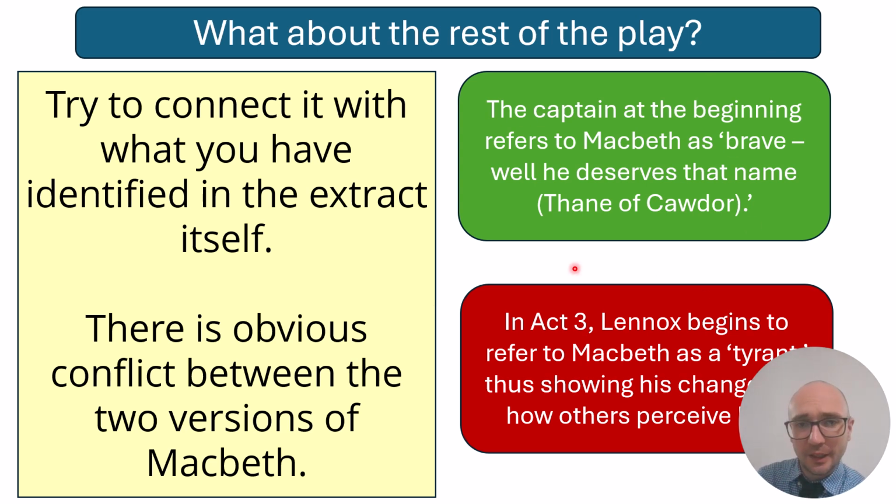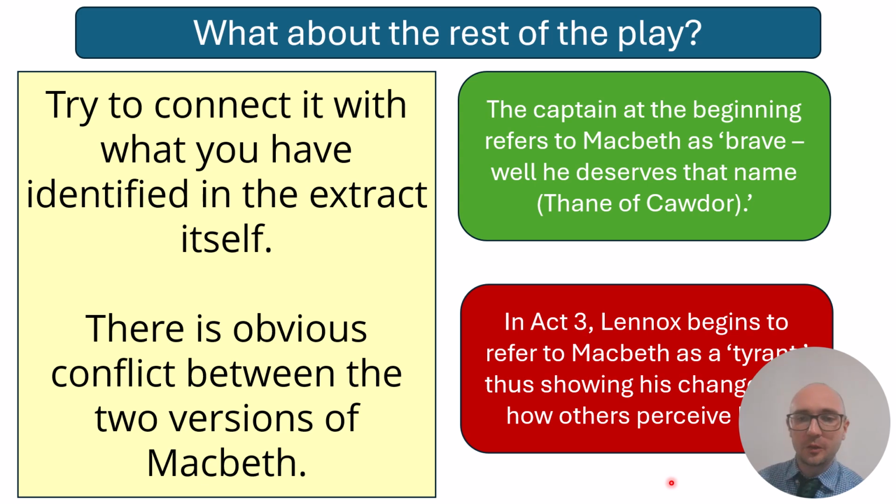The captain at the beginning, he does refer to Macbeth as brave. Well, he deserves that name, meaning Thane of Cawdor. But then equally in Act 3, Lennox begins to refer to Macbeth as a tyrant, showing how, like I said, you can use others to demonstrate your point. Others actually see a change in Macbeth too. It isn't just him. Others are seeing it.